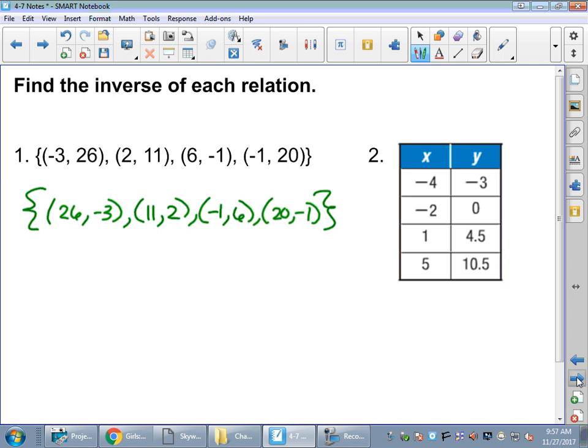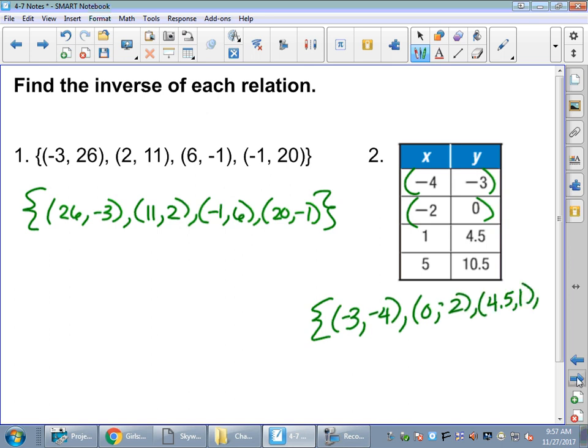So I showed you in a set of ordered pairs. Here's a table format. Same concept. We can write it as a set, and so these are just ordered pairs. The ordered pair -4, 3 becomes 3, -4. -2, 0 becomes 0, -2. 1 and 4.5 becomes 4.5, 1. And 5 and 10.5 becomes 10.5 and 5. So just switch the x and the y values when given a set of ordered pairs.